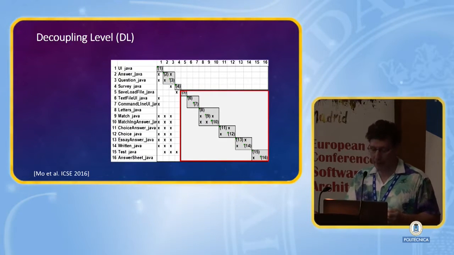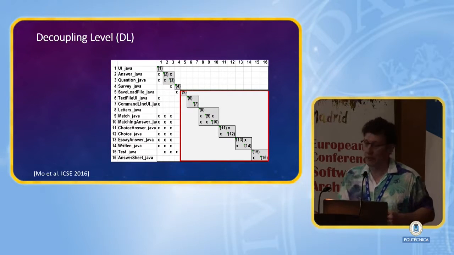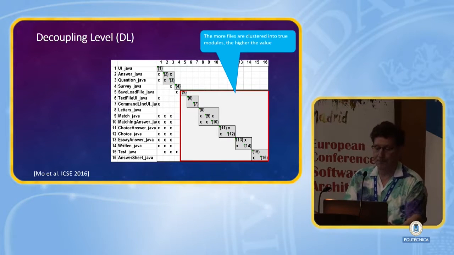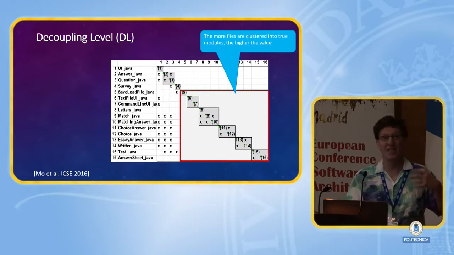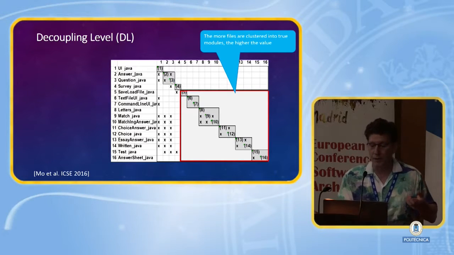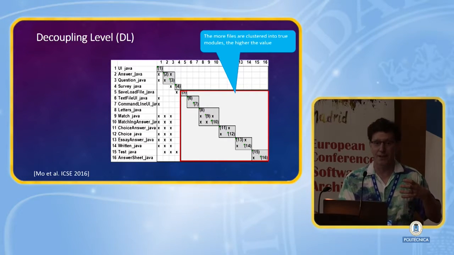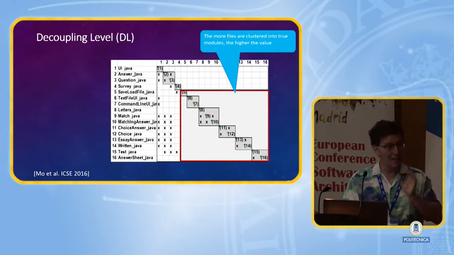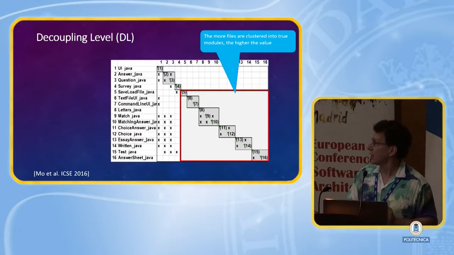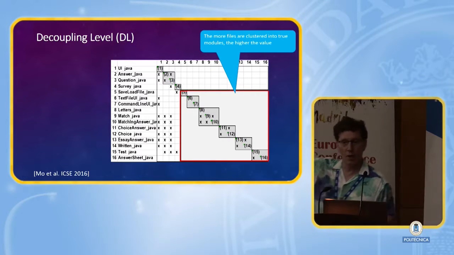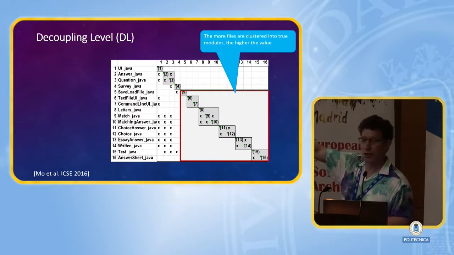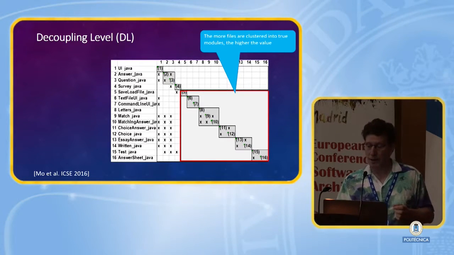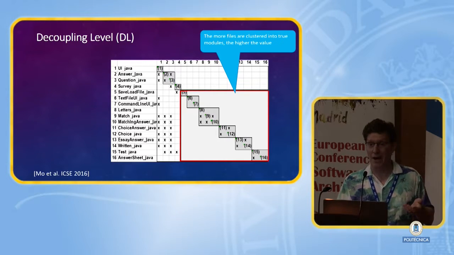So this is a representation of a toy system in a DSM. In the decoupling level metric, what we want to find is a system where you have lots of small modules decoupled in the lower layers of the architecture. So in this lower right-hand corner, we have small modules that are not dependent on each other. They're independent from each other. And the more of these that you have, the higher the value.